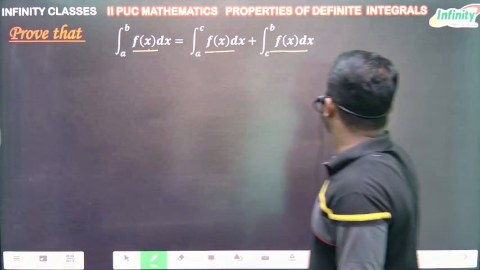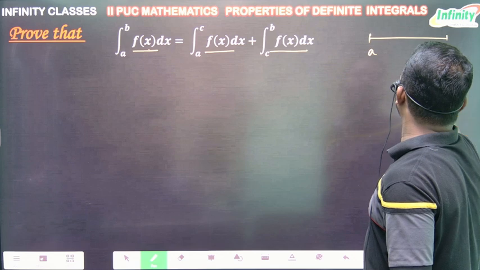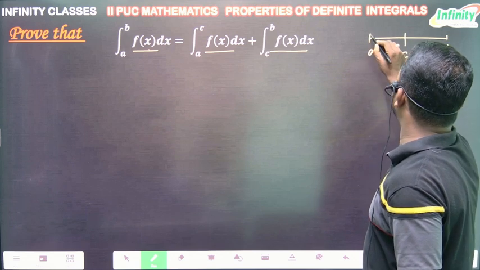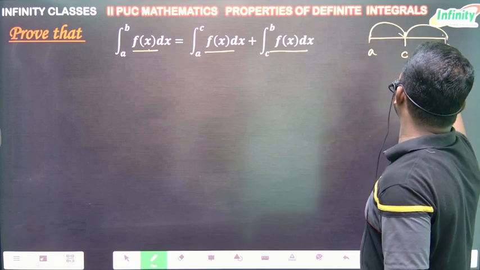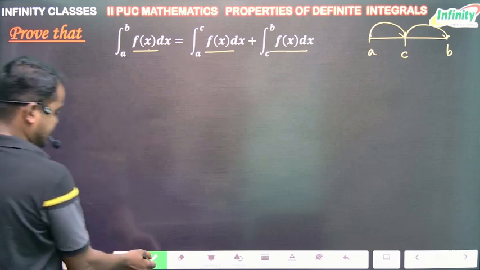Here I am drawing the number line. Our limit is a to b, and we are breaking it at c, that is a to c, then c to b. First of all we will prove this by taking the left hand side.